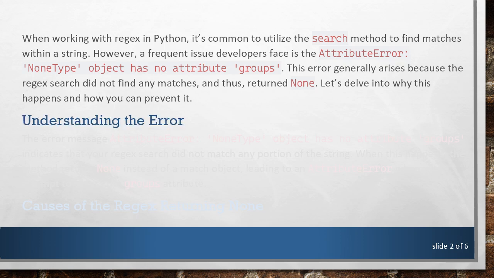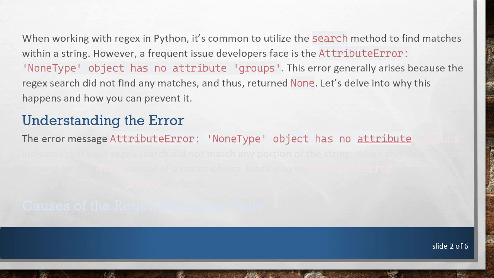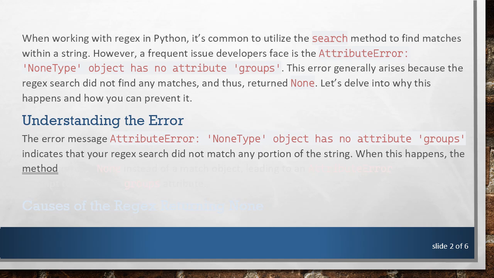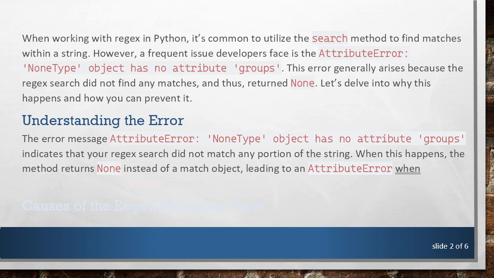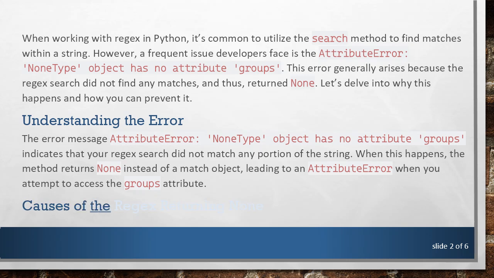Understanding the error. The error message, attribute error, NoneType object has no attribute groups, indicates that your regex search did not match any portion of the string. When this happens, the method returns None instead of a match object, leading to an attribute error when you attempt to access the groups attribute. Causes of the regex returning None.